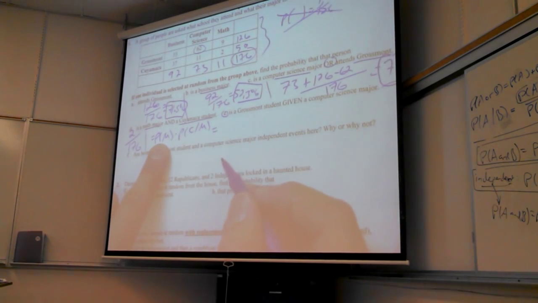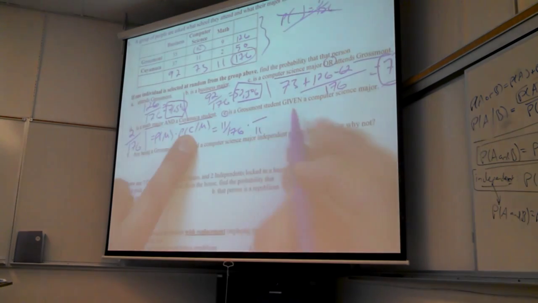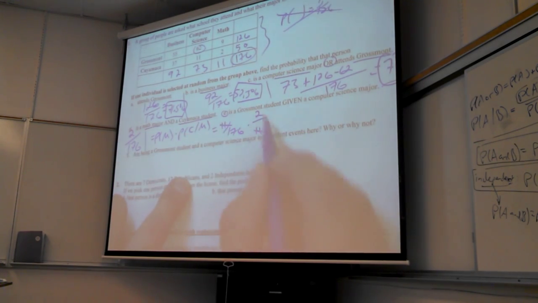No. What's probably their math student? I'm sorry, 11, no, I was thinking ahead. Now, what's probably their Cuyamaca given a math student? So what's going to be on the bottom? 11. And on the top is going to be, out of those 11, how many Cuyamaca students? Look what happens. The 11s, and you get 2 out of 176.